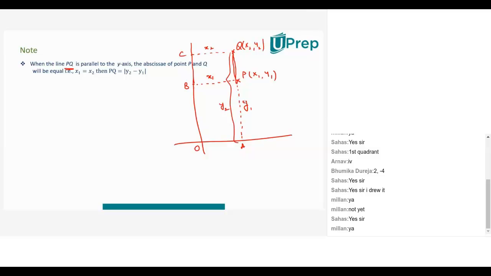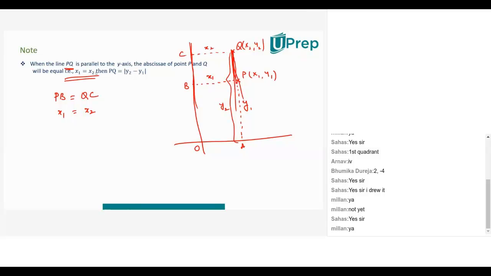Now observe the diagram. Can I say PB length and QC length are equal? Because these two lines are parallel. The y-axis and PQ are parallel. Distance between parallel lines should be equal. So PB and QC must be equal. It means x1 is PB and x2 is QC. So the first point to note is, if the line is parallel, then the abscissae are equal.